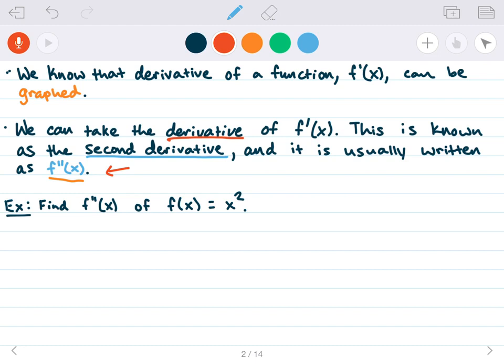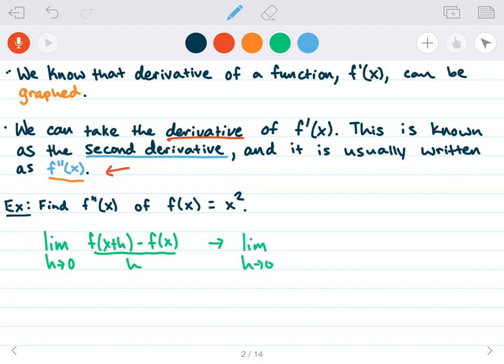And so this first example says, find the second derivative of f of x equals x squared. So next week, we're going to talk about a shortcut to finding the derivative. But for now, we're going to use the limit definition. So the limit definition says the limit as h goes to 0 of f of x plus h minus f of x all over h. Okay, so let's go ahead and do this.